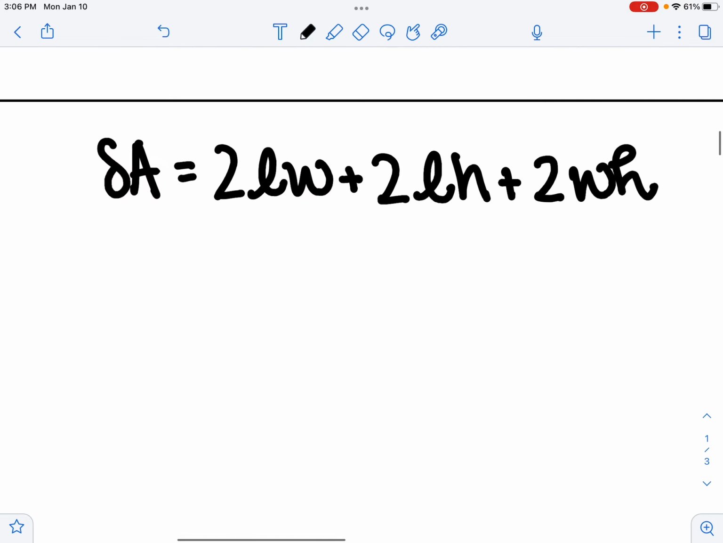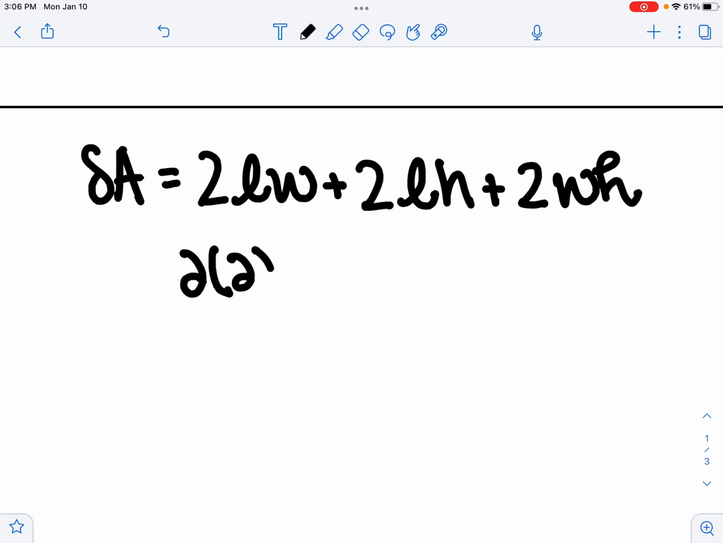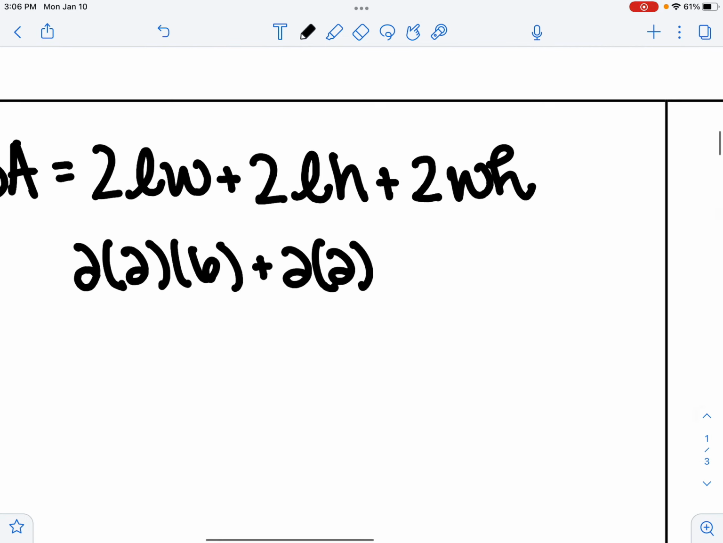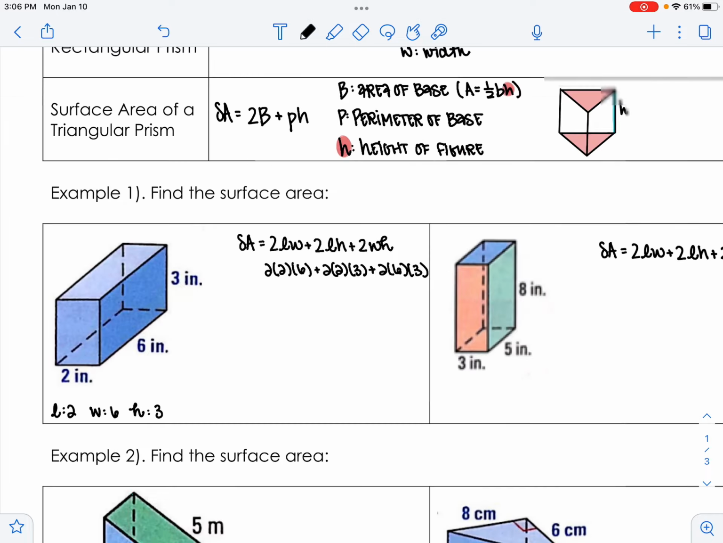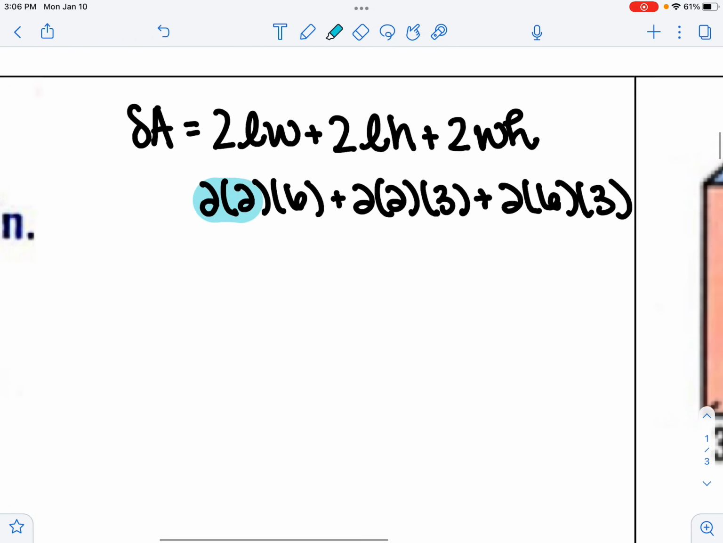So I'm going to do 2 times my length, which was 2, times my width, which was 6, plus 2 times my length, which was 2, times my height, which was 3, plus 2 times my width, which was 6, times my height, which was 3. And now I'm going to look at these as 3 different chunks, and I'm going to get this number, this number, and this number, and then I add them all together, okay?